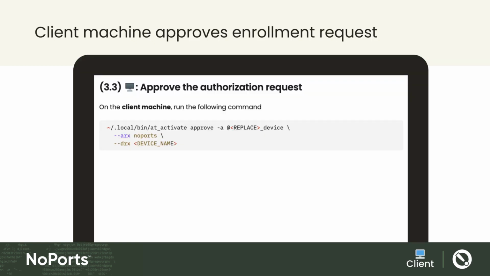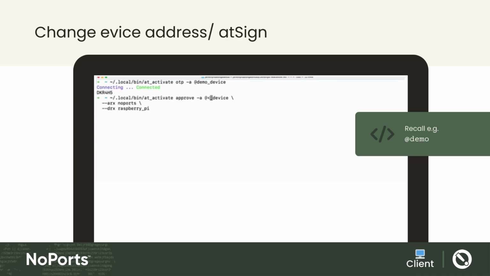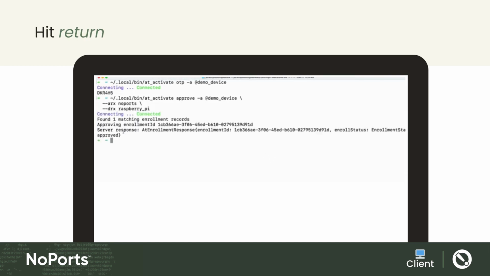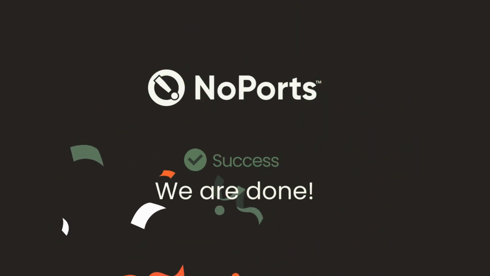In this last step, the client machine will approve the enrollment request. Simply copy and paste the command and change the device name and the device address appropriately. This last command is ran on the client machine. When the command is good to go, just hit enter and it will approve the enrollment request. And there we go, we're done installing NoPorts on both our client machine and our device machine.